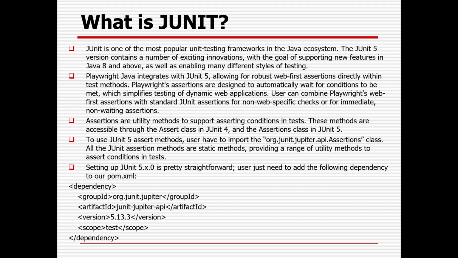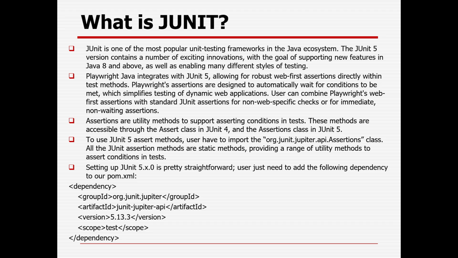Playwright Java integrates with JUnit 5, allowing for robust web-first assertions directly within test methods. Playwright assertions are designed to automatically wait for conditions to be met, which simplifies testing of dynamic web applications. Users can combine Playwright web-first assertions with standard JUnit assertions for non-web specific checks or for immediate non-waiting assertions.